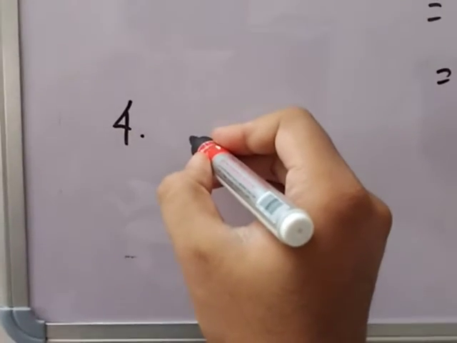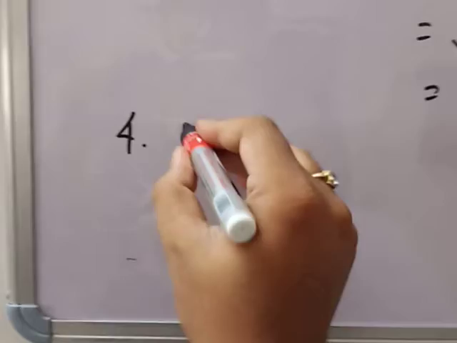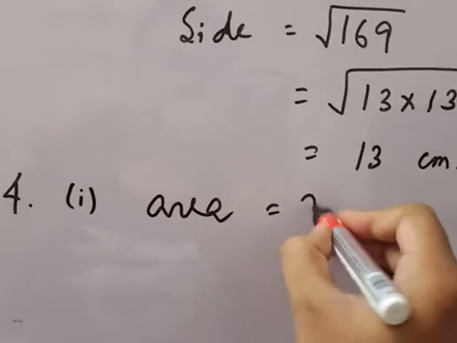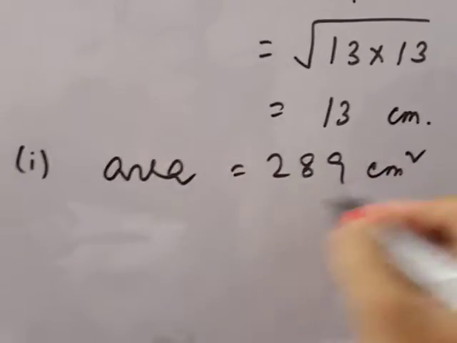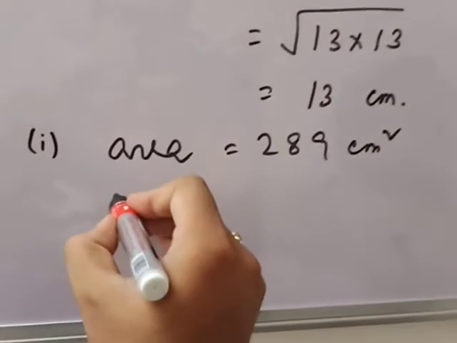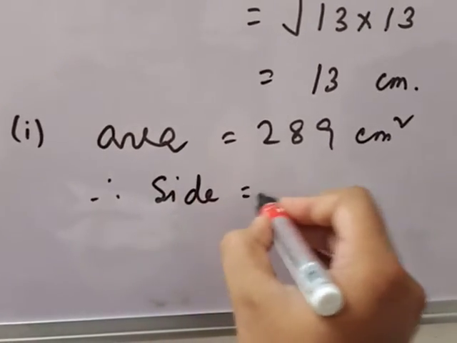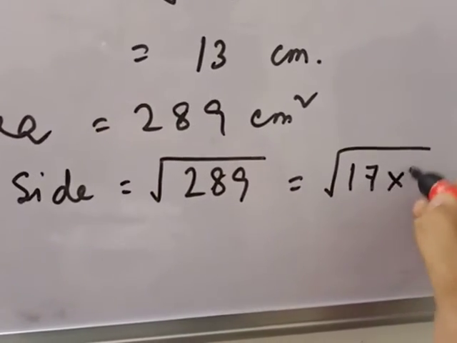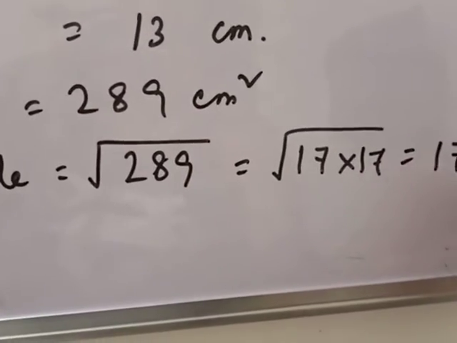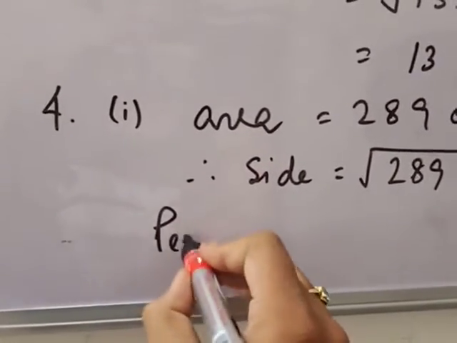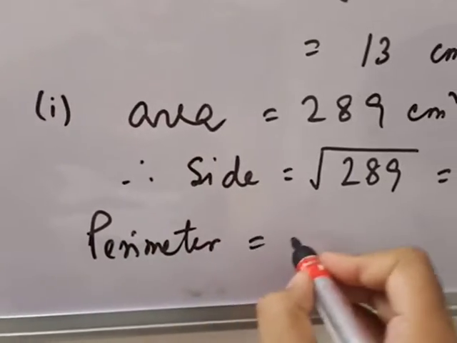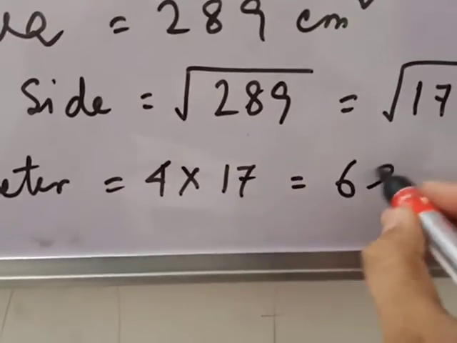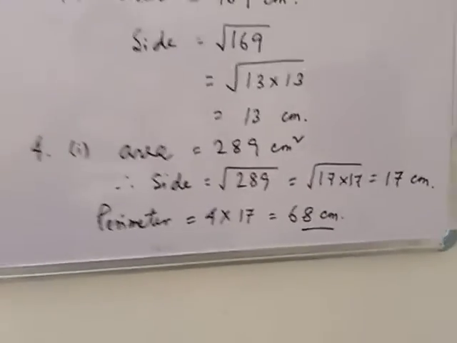Number 4. In number 4.1, area is given. You have to find the perimeter. So area is given, then side equals root over 289, that means 17 into 17 equals 17 centimeter. Then perimeter equals 4 into 17, this is 68 centimeter.